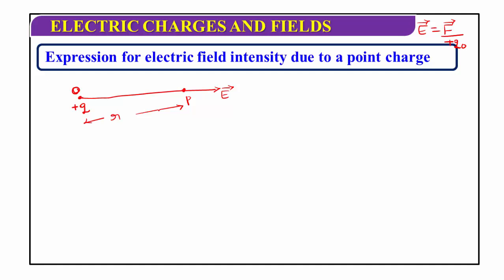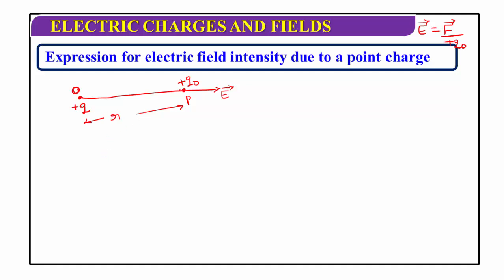To find the electric intensity at this point, and to check the presence of electric field, we place a test charge at this point. A test charge means a charge whose presence does not affect the already existing electric field, and to check the presence of electric field we use the test charge.